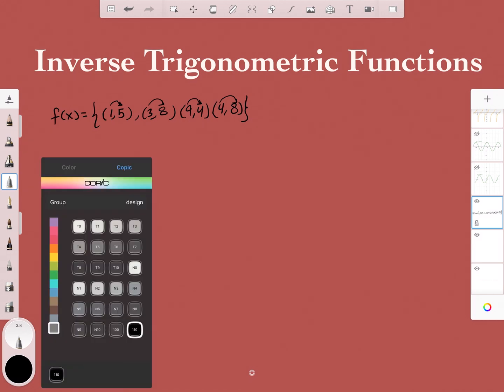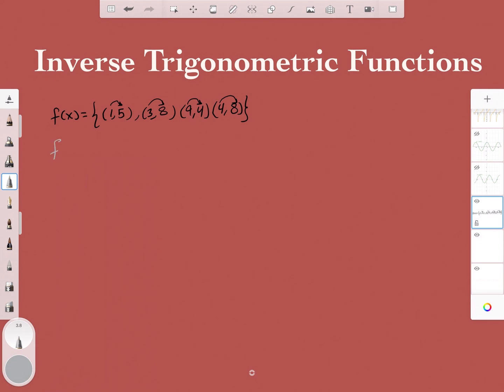If I ask you what is the inverse of f of x, you will write that f inverse of x will be (5, 1), (8, 3), (4, 9), just change them, and (8, 4).